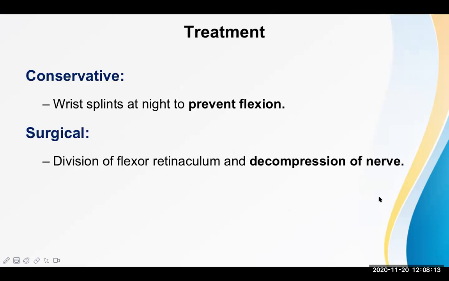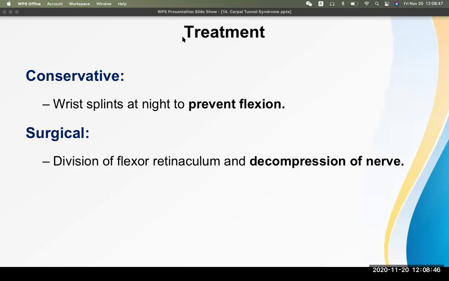Now, the final part is the treatment. So how do we do the treatment here? The first type of treatment is the conservative one. In conservative treatment, wrist splints are applied at night to prevent flexion, because flexion is causing all the problems there. If you do not flex that wrist area, then probably the median nerve is not compressed and the clinical features are not produced. So wrist splints are an important part of the management.